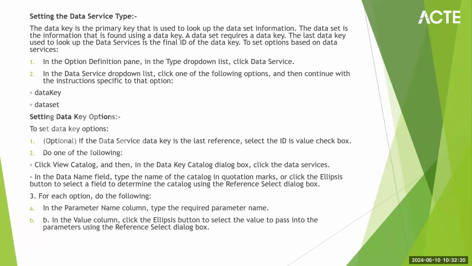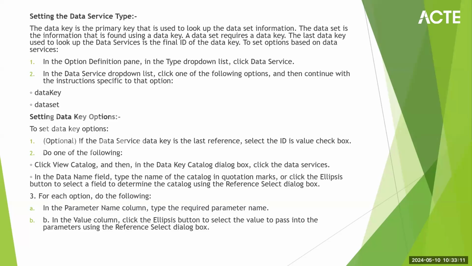Set in the data service type. Data set and data services are used in the express tree manuscript. The data key is the primary key that is used to look up the data set information. The data is the information that is found using the data key. For example, while you're creating a manuscript in the express tree, or creating some particular pages in the express tree, the data will be automatically created, or you manually need to create that particular page in the data service and data key as well. Then only it will be displayed on the UI.